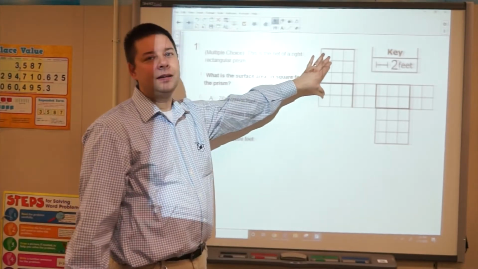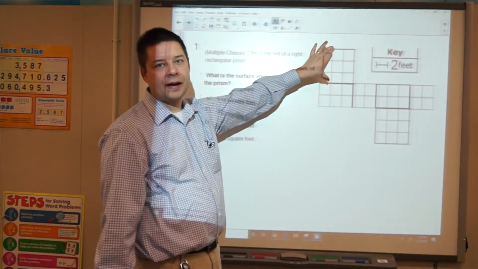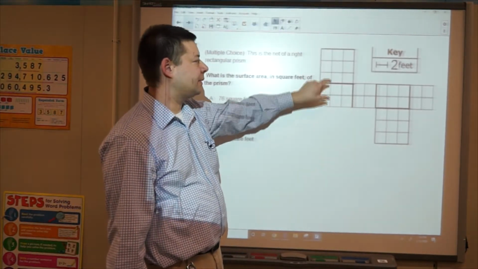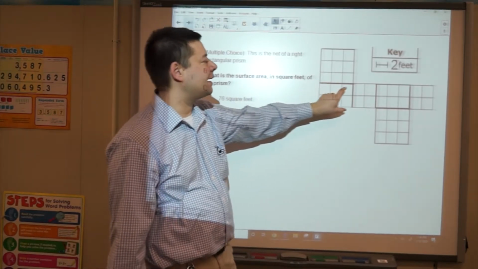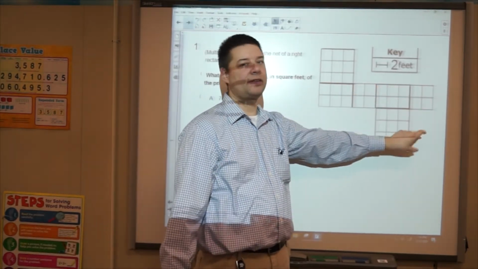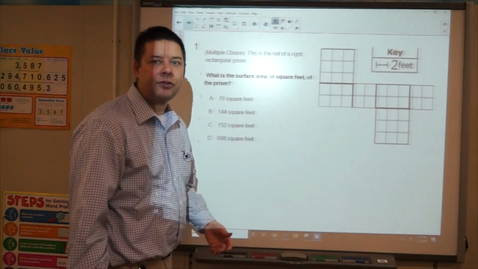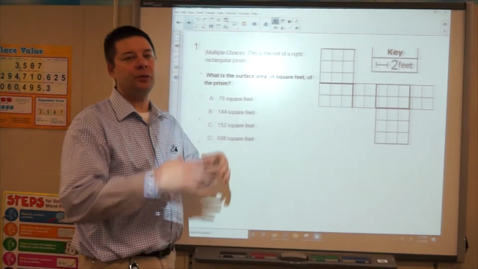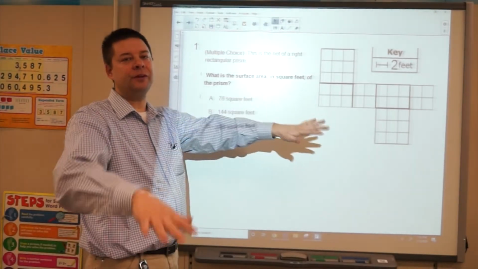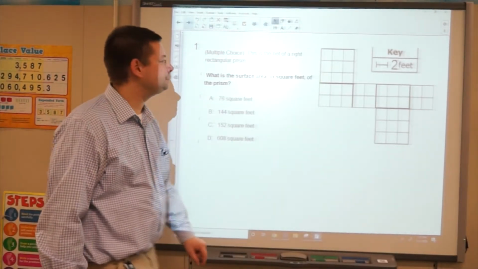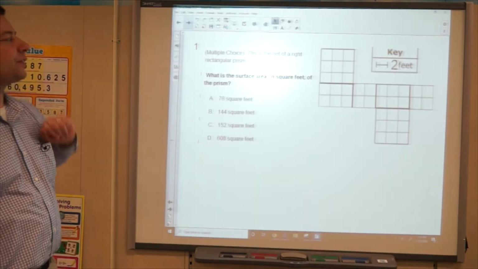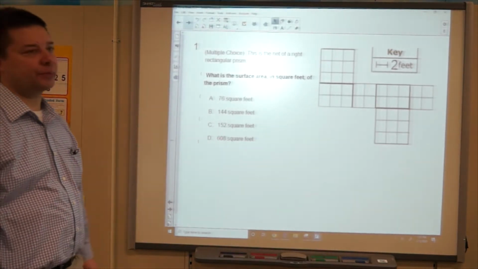So this net, if you imagine, this would be one side of the rectangular prism. This might be another side, another side, another side, another side, another side. It's all going to be one 3D shape. Think of it like a cereal box or a shoe box. If you were to cut along all the lines and then fold it flat, this is what it might look like. So it says, what is the surface area in square feet of the prism?